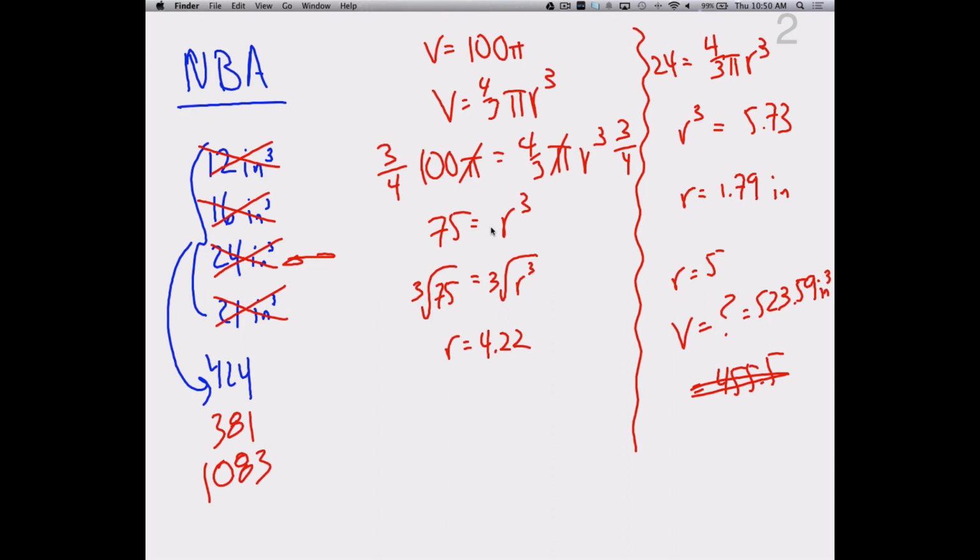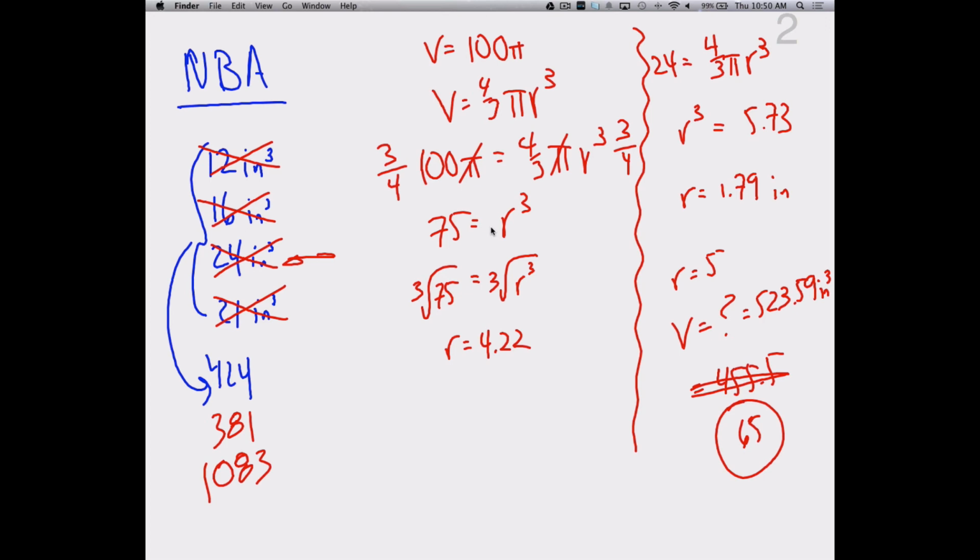What did we have for the volume of the tennis ball? Everybody write that down. What was it? 8. So what's 523.59 divided by 8? 65. So approximately 65 tennis balls will fit inside a basketball, volume-wise.